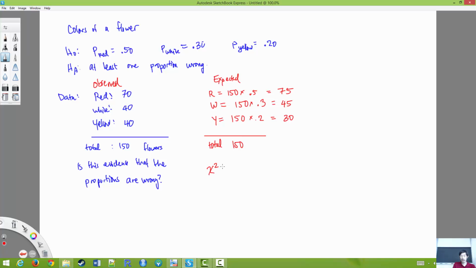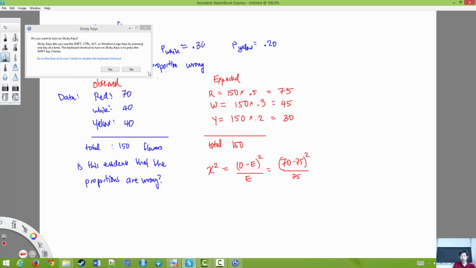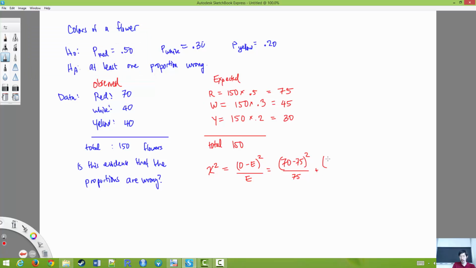Okay, so my chi-squared statistic is observed minus expected, quantity squared divided by expected. So I do 70 minus 75 squared over 75 plus 45 minus 40 squared over 45 and 40. Oh, I did this wrong. Ignore this. This should be 40 minus 45. 40 minus 30 squared over 30. Okay. So I have 25 over 75 plus 25 over 45 plus 100 over 30.